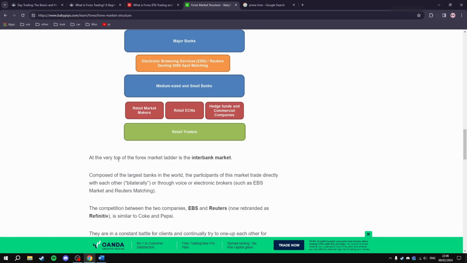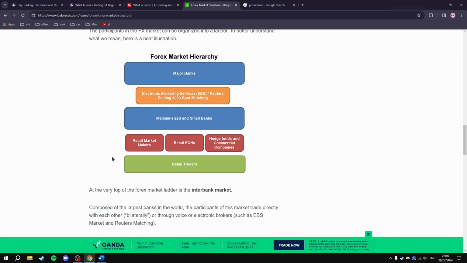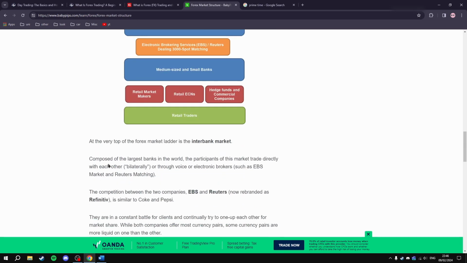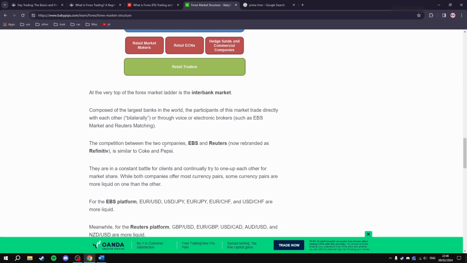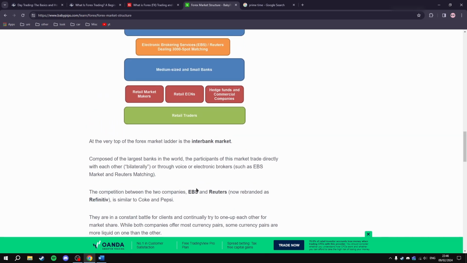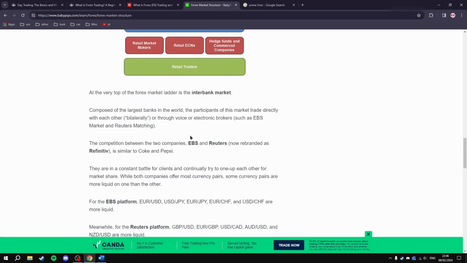At the very top of the Forex market ladder is the interbank market. Composed of the largest banks in the world, participants of this market trade directly with each other, bilaterally or through voice or electronic brokers such as EBS market or Reuters matching. They trade directly with each other. The competition between two companies, EBS and Reuters, now rebranded as Refinitiv, is similar to Coke and Pepsi.